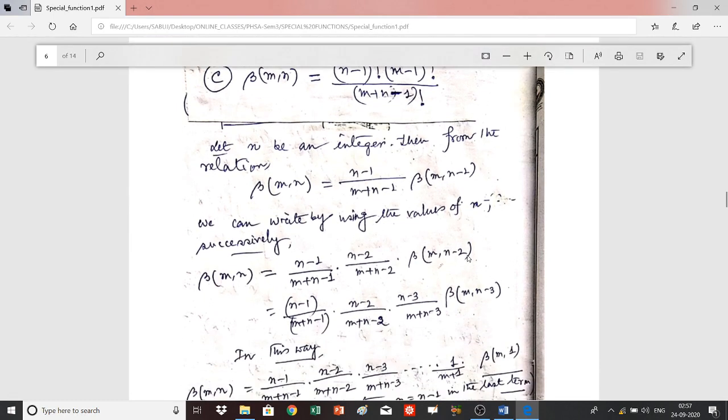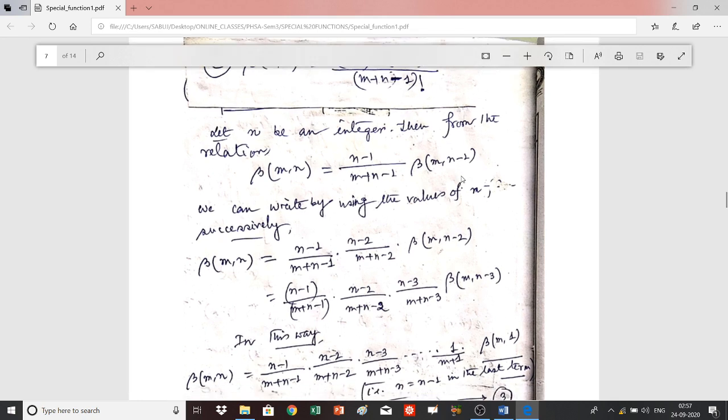Now since n is an integer, you can use different values of n. And also from here it is a very important relation. See here that this function is beta(m,n), and in the result, the n on the right-hand side is decreased by 1, that is n-1, and in the denominator you see m+n-1. So n is decreased by 1 in the addition with m, that is m+n-1, and beta(m, n-1) is there.